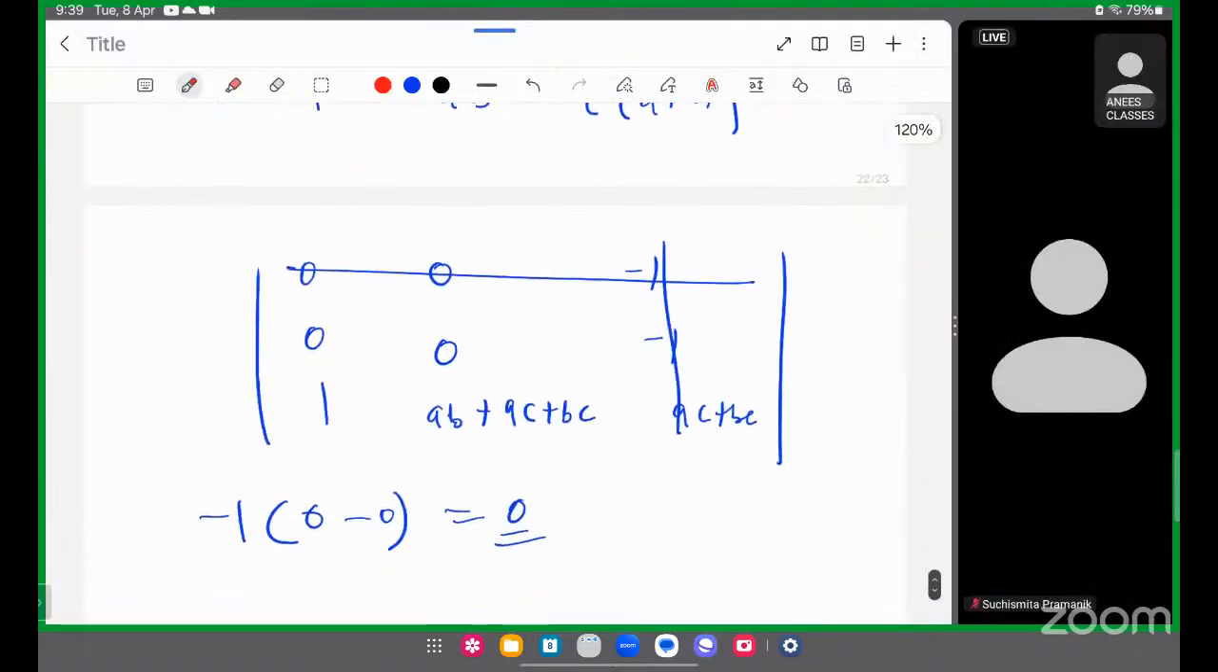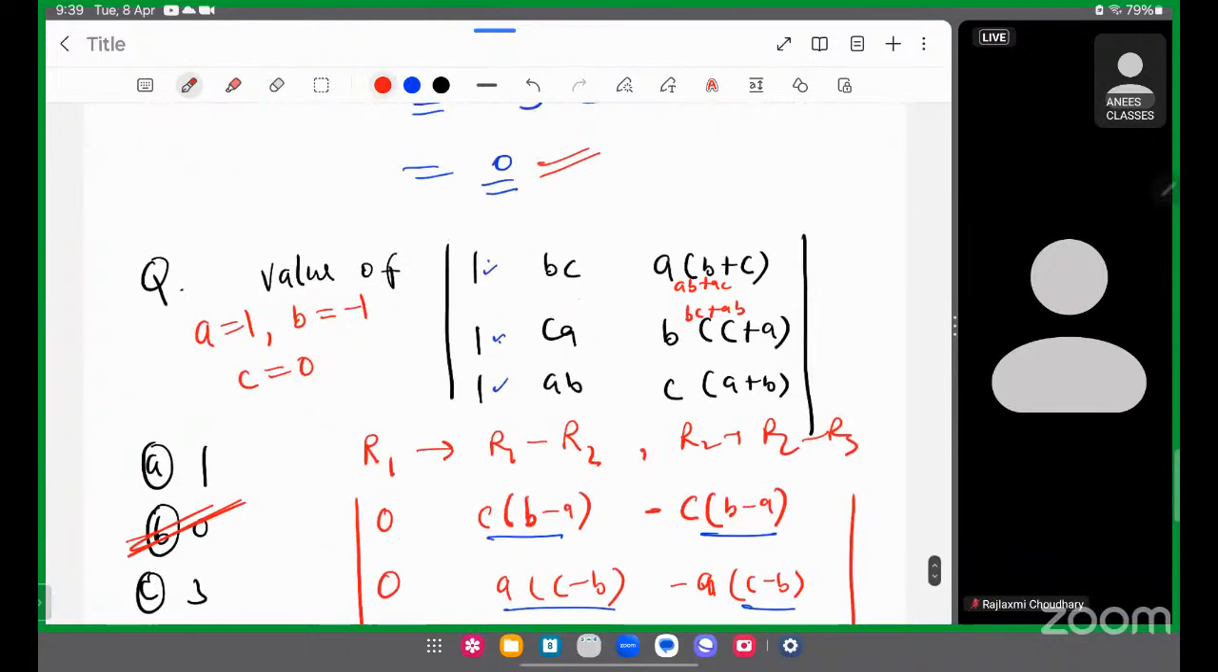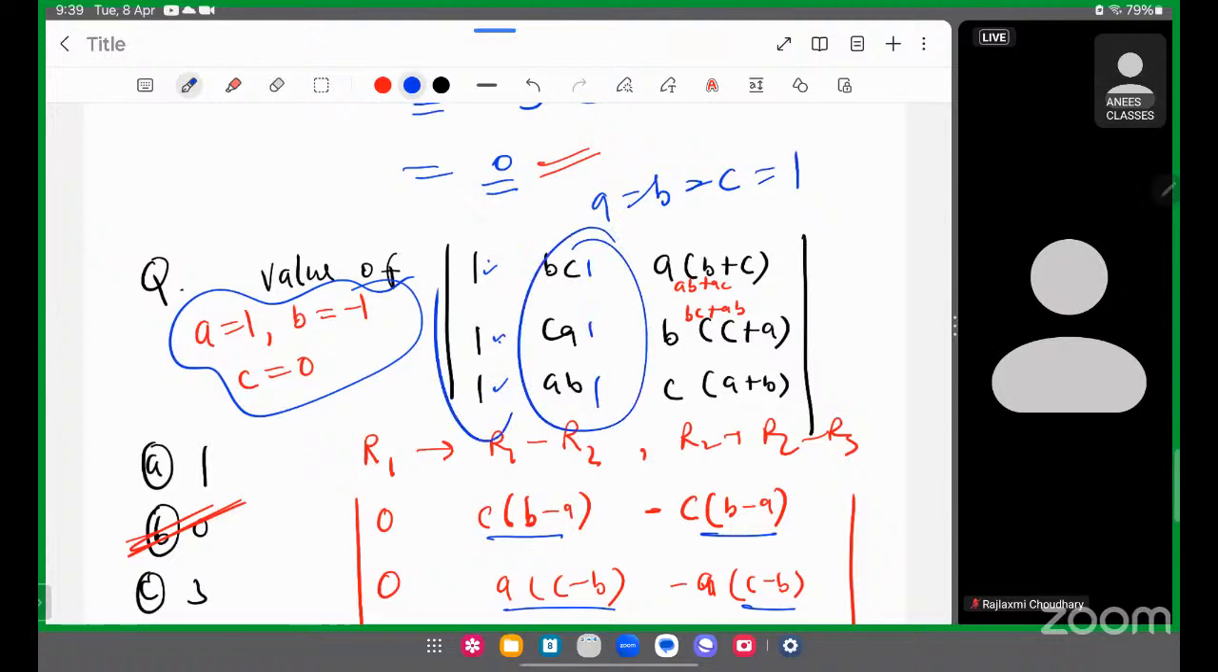Any doubt in it? You can also go by direct substitution, that will be far easier for you. You can take A equals B equals C equals 1, so this will be 1 1 1, two columns are identical, so it will be 0. That is also a way to do it, but to be sure we can take different values, because if you are taking the same values, maybe this is a special case. So to be 100% sure we can take different values; in that case, whatever the answer is, that is final.